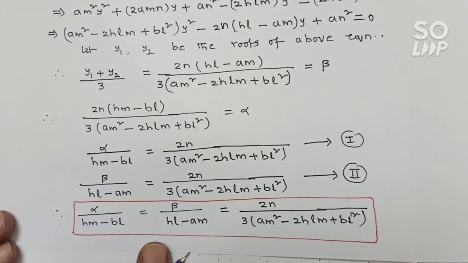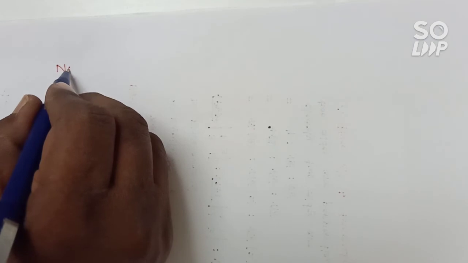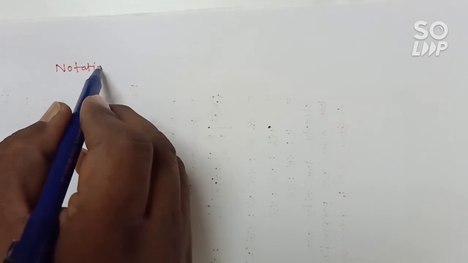Now, how to remember this one as a simple technique? Look at this one. Here we will write some important things regarding the centroid. Before that, we will see some important things, those are notations. What is meant by that? See, what are the notations?